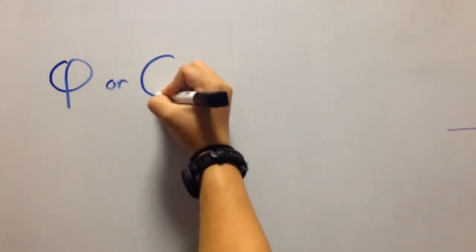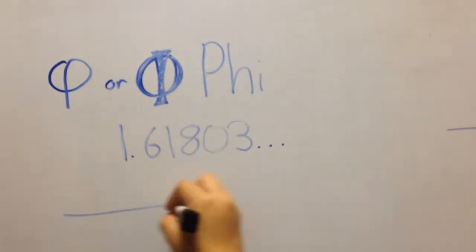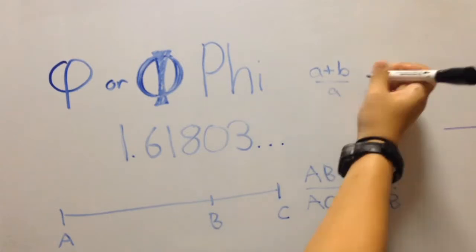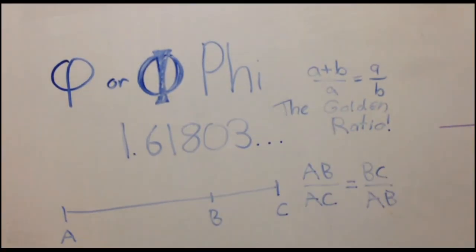The golden ratio, on the other hand, is about 1.61803, denoted by the Greek letter phi. Every Fibonacci number divided by the one before it will have a quotient approaching phi. It's also seen on line ABC if line AB is to BC as AB is to AC.